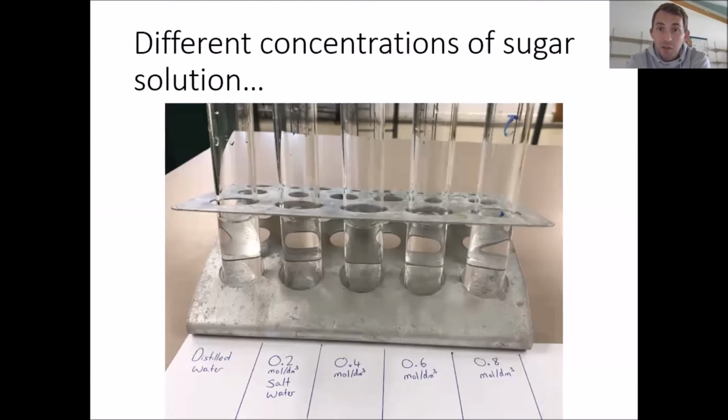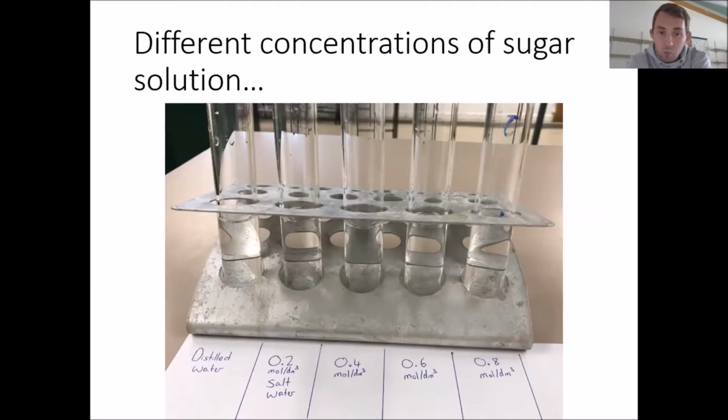So you would collect 5 boiling tubes, and into each of those, you would put the same volume of each solution into each one. So on the left of your screen, you've got distilled water. That is pure water. So you can see I've got a little bit of that.